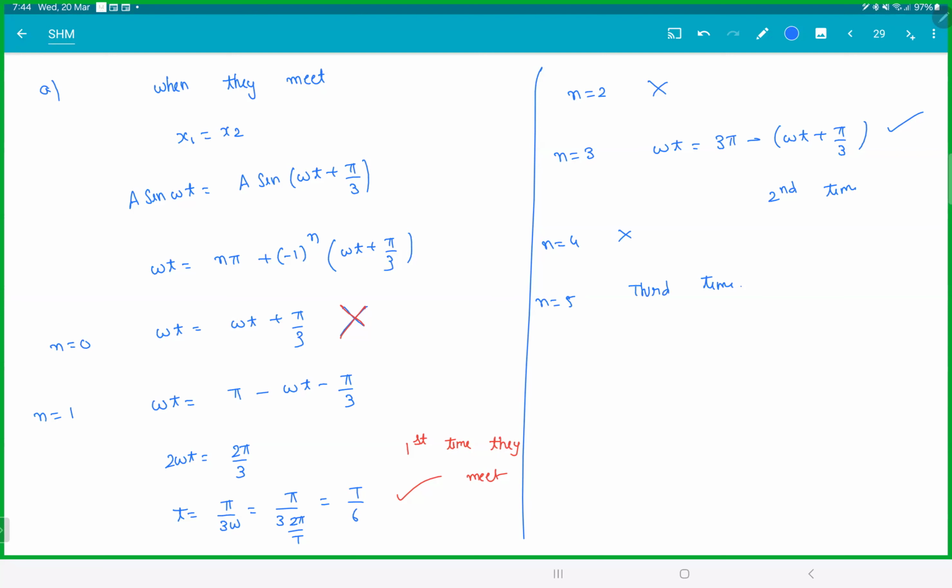Have a look at this. The question is still not over. Find the maximum distance between them. How will you do that?